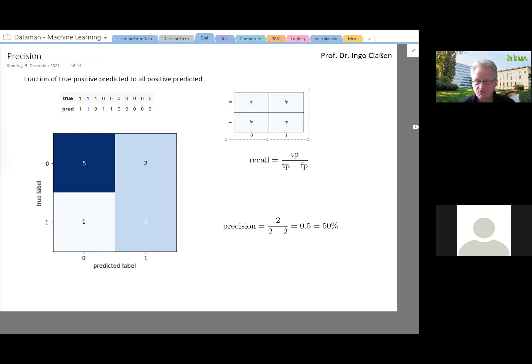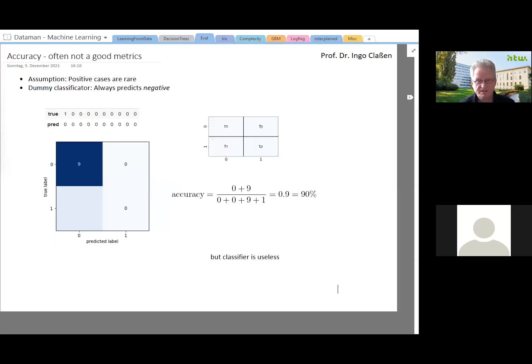So if we take a look at our example here, what is the precision of that? Precision is also 0, because we don't have any positives predicted. Okay.